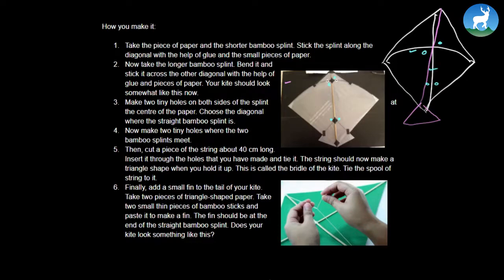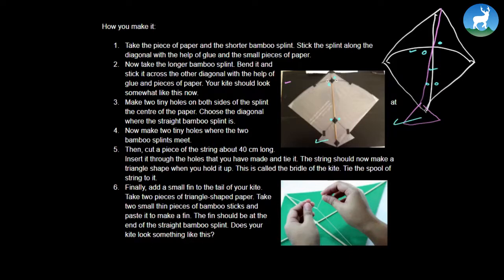Finally, add a small fin to the tail of your kite. Take 2 pieces of triangle-shaped paper. Take 2 small thin pieces of bamboo sticks and paste it to make a fin. Fin means here we're talking about the tail of a kite. Alright, tail of a kite. See, like this. The fin should be at the end of the straight bamboo splint.